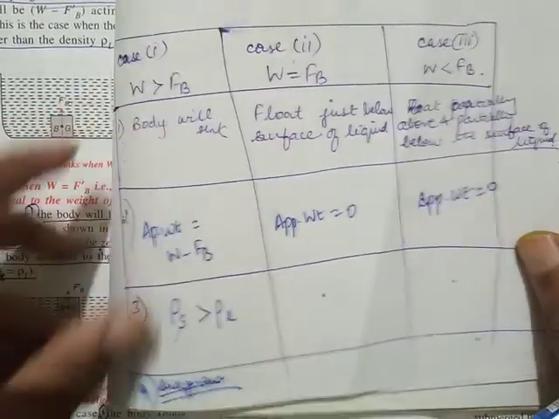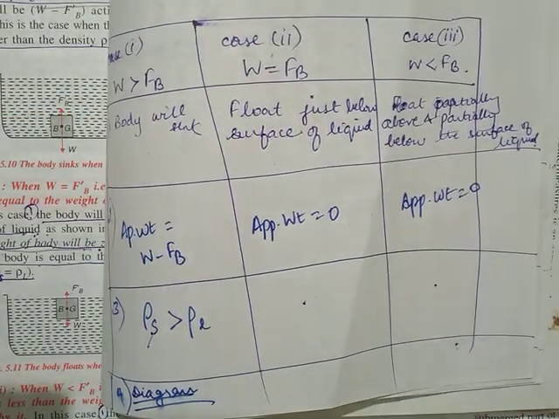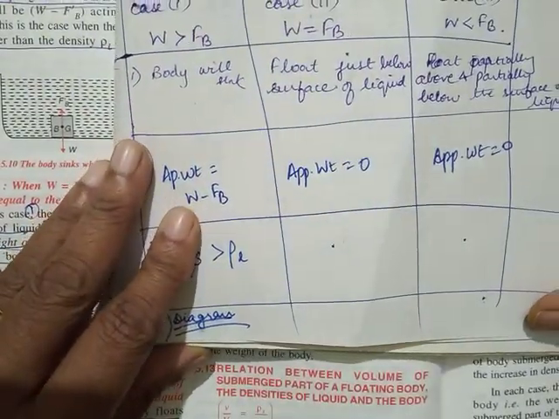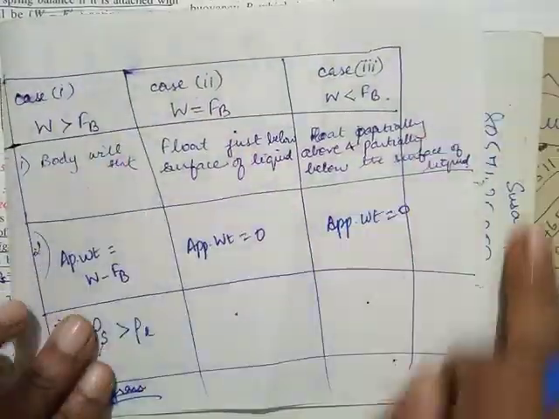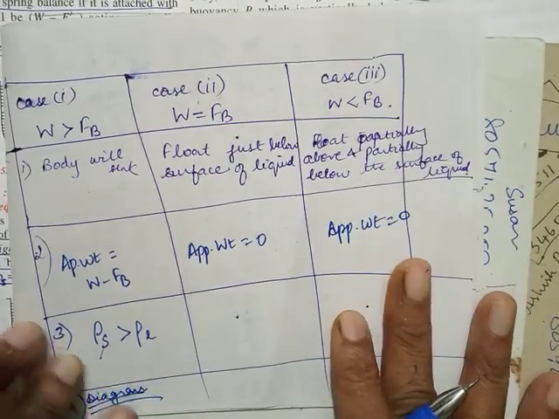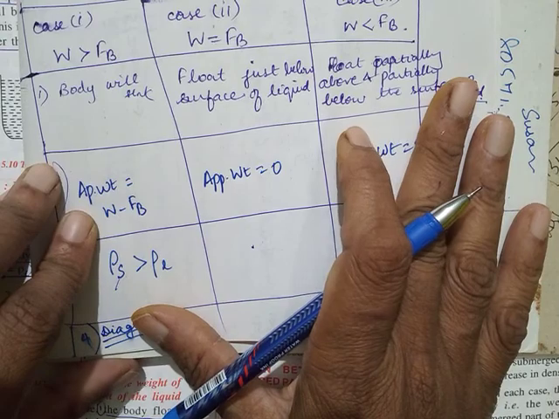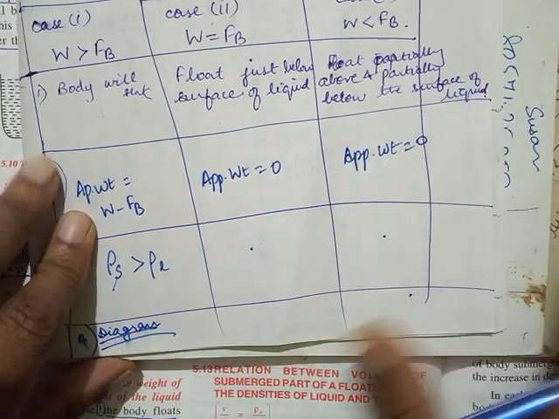Take a fresh page. If you want, you can take a notebook horizontally. You can tilt your notebook, turn your notebook, keep it horizontally, and then make a table like this and do a comparison. Is it clear? So this will help you to study clearly. Okay.